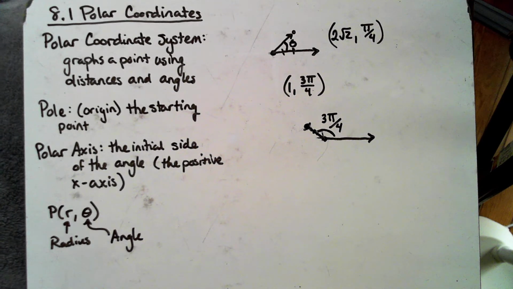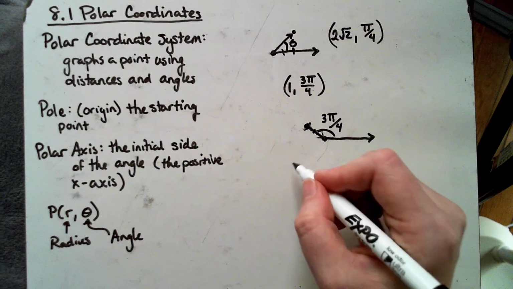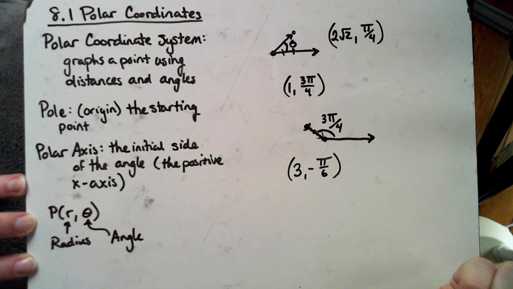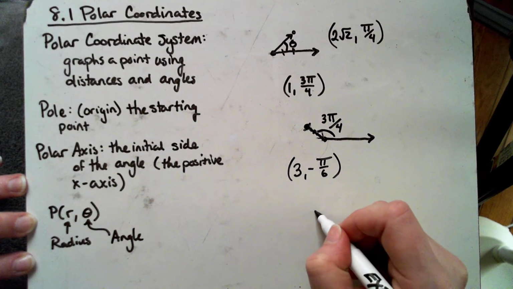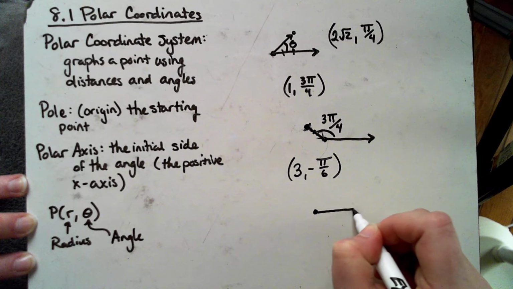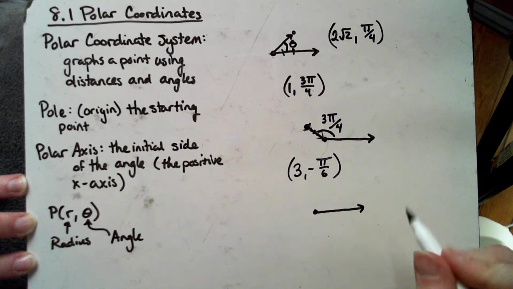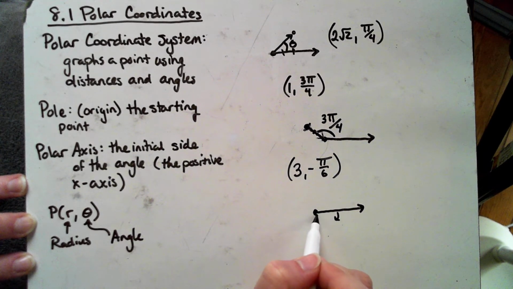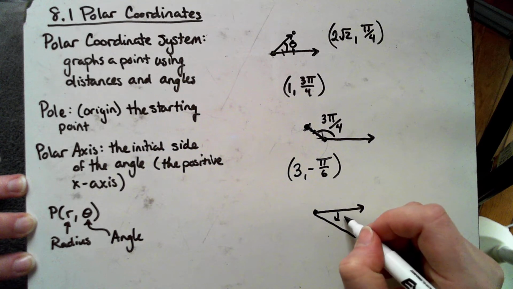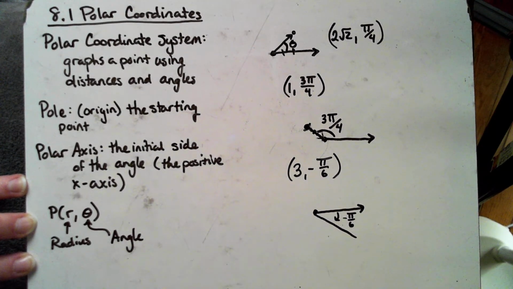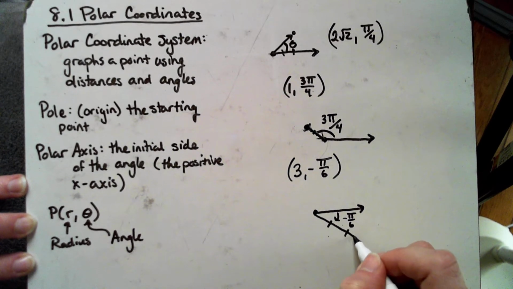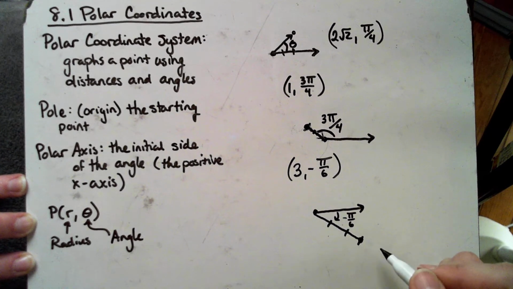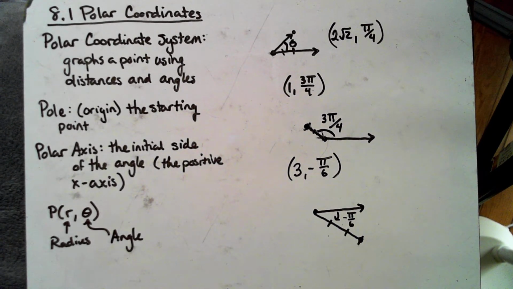So let's do another graphing question. It says graph (3, negative pi over 6). Again, to graph this, I'm going to start off with my pole and my polar axis. Now this angle, negative pi over 6, means I go about 30 degrees down and I make my line. I can label this as negative pi over 6 for my angle. And then I need 1, 2, and my point is going to be on this third tick mark right here. And that is my graph for the point (3, negative pi over 6).